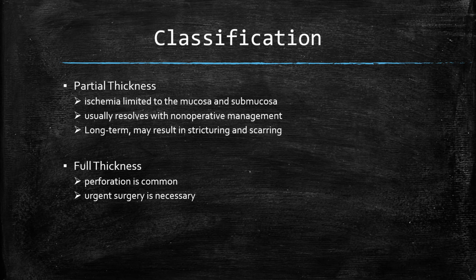Ischemic colitis is classified by the degree of thickness. Most cases are related to ischemia of the mucosa and submucosa only. These typically resolve with nonoperative management. In some patients, this can be a repeated process and long-term could result in stricturing or scarring. If a patient develops full thickness ischemia, then perforation is likely to result with the resulting urgent surgery.